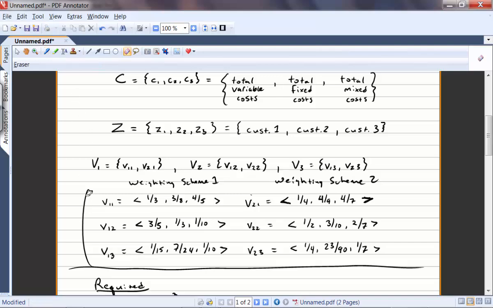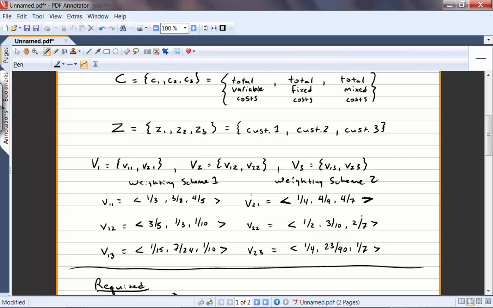So under weighting scheme 1, which customer is costliest in terms of variable costs? Just look at the first weight. Looks like customer 2 would be the costliest because customer 2 would get 3/5 of the variable costs. Customer 1 would get 1/3 and customer 3 would get 1/15. 3/5 is bigger than 1/3 and 1/15. Customer 2 would get more of the variable costs and therefore would be the most costly in terms of variable costs if we use weighting scheme 1.